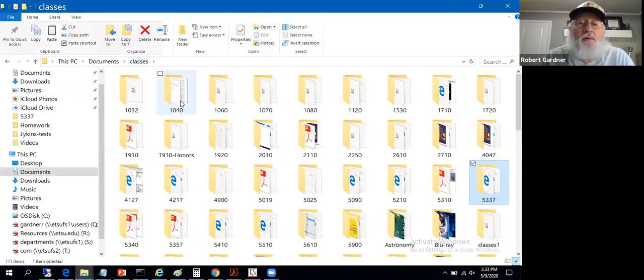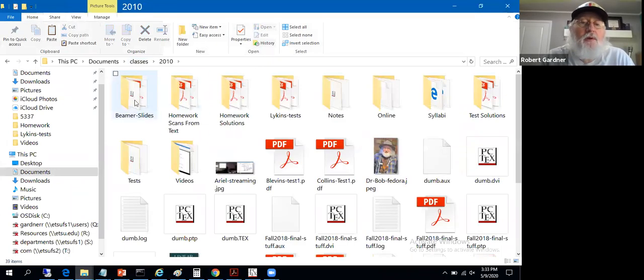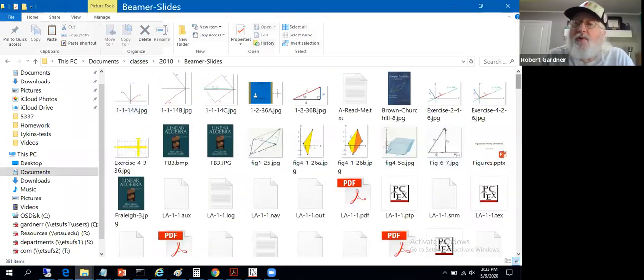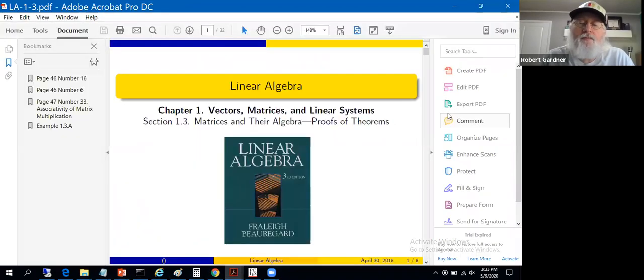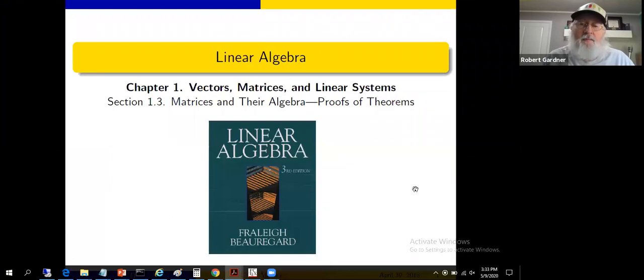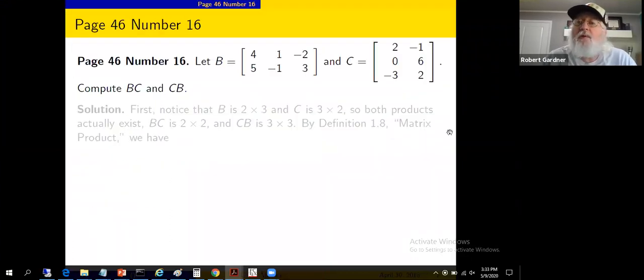Excuse me, section, where are we here? Section 1.3. There we go. Okay. So we were asked to consider two matrices, then take a matrix product.